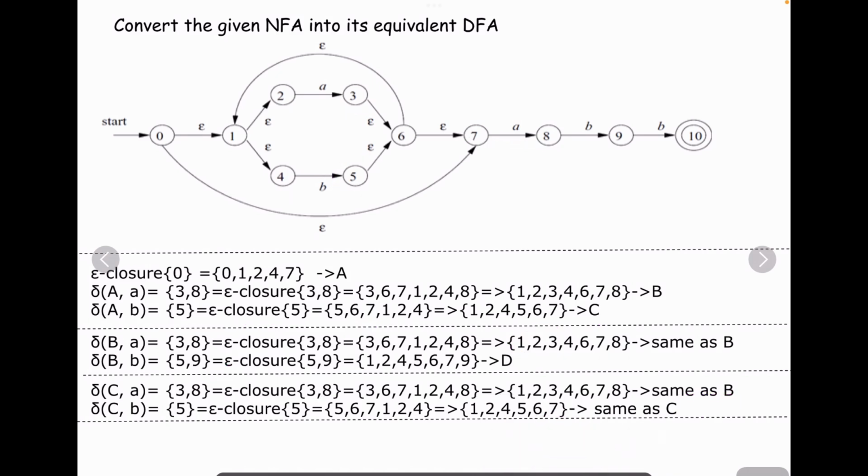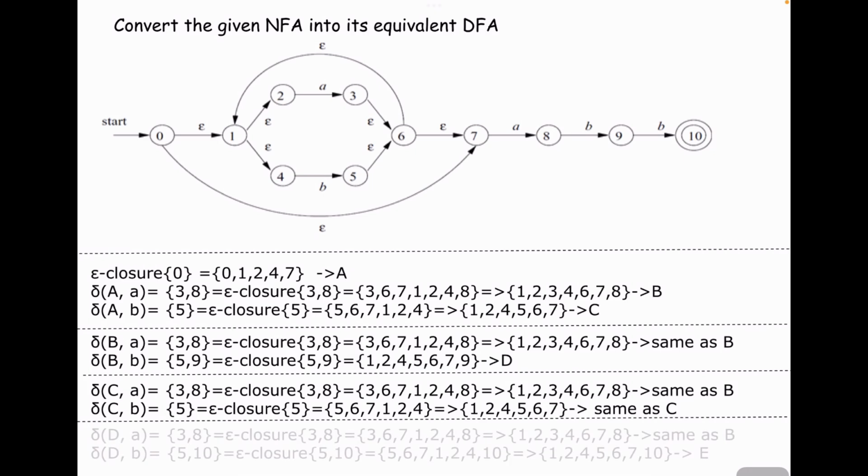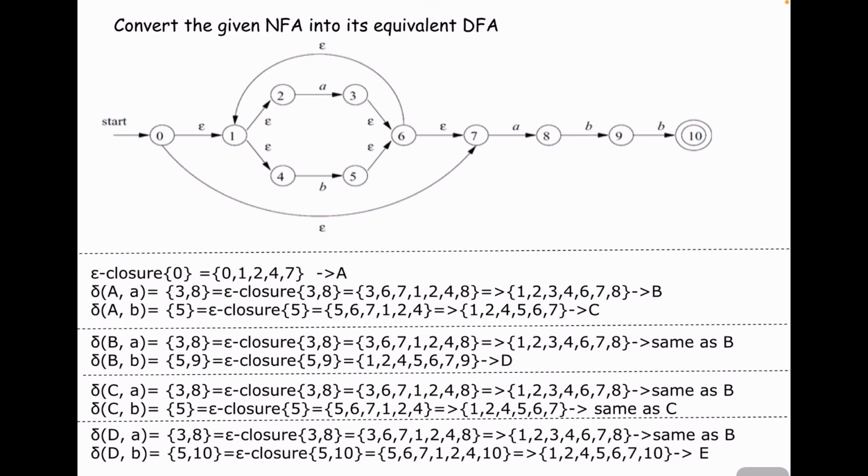Okay, once you understand this, C is over, then D. So D on A. Look at that: D on A will get 3 comma 8. The epsilon closure of 3 comma 8 you already computed, it is B. So 3, 6, 7, 1, 2, 4, 8. Rearrange them and you will get 1, 2, 3, 4, 6, 7, 8, which is similar to B. That's the reason I have given B.